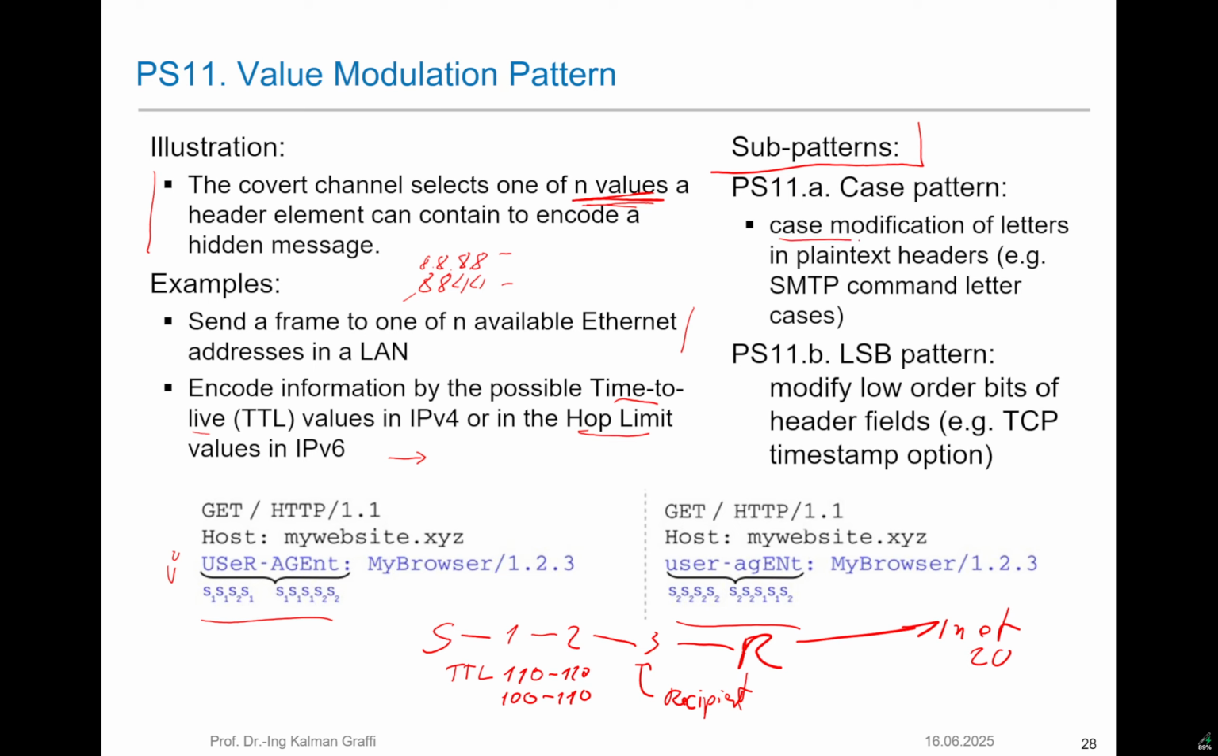The case modification we had as an example, but there's also the least significant bit. That means if it's not a random value, but it has to be somehow accurate, such as a timestamp, then you can still modify the lowest bit that has the least influence, and whether it's odd or even, you can embed some information.